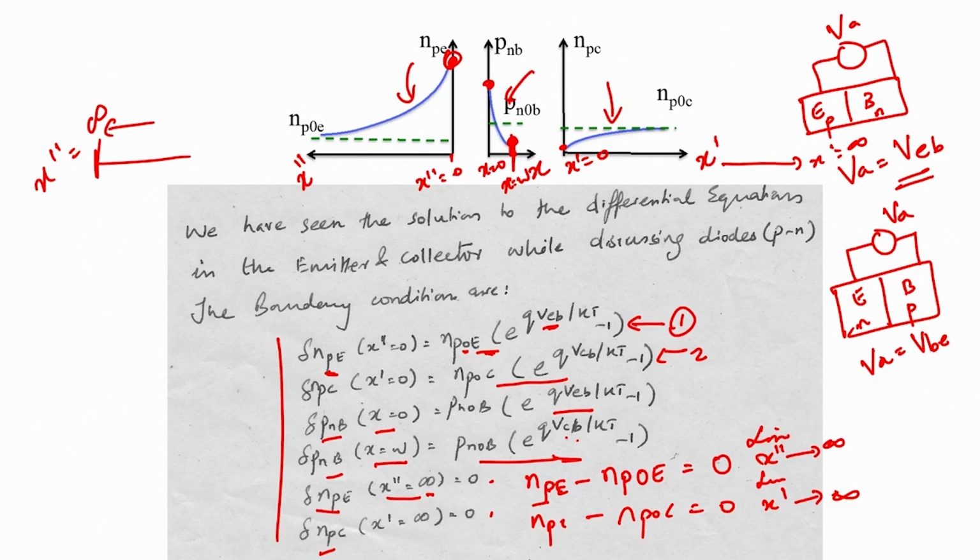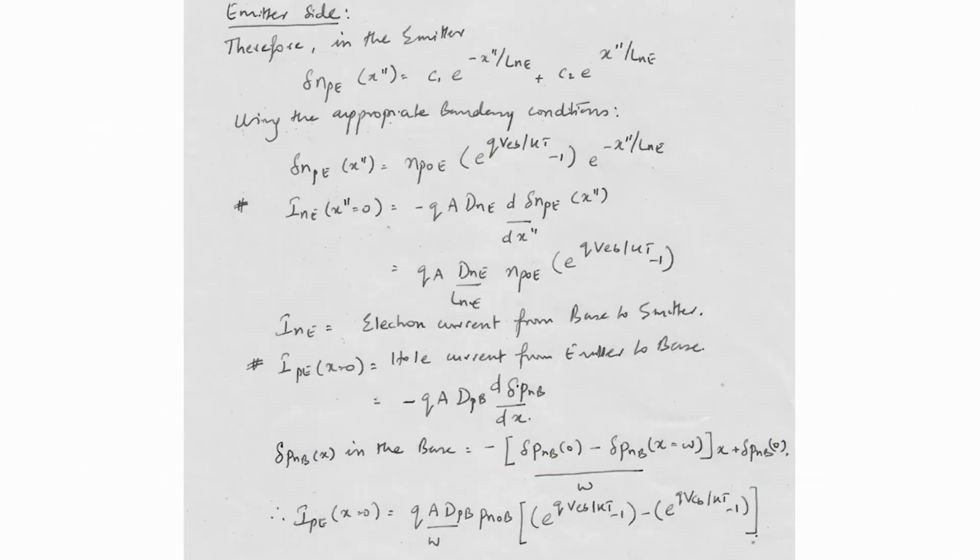Okay. So, what we are going to do now is simply solve the differential equations, apply the boundary conditions, get the variations of delta NP as a function of x, etc., and then find the current, the diffusion current, okay, just like we did in the PN junction. So, first let us do the emitter side. Okay, it is all the same, I mean the methodology is the same.